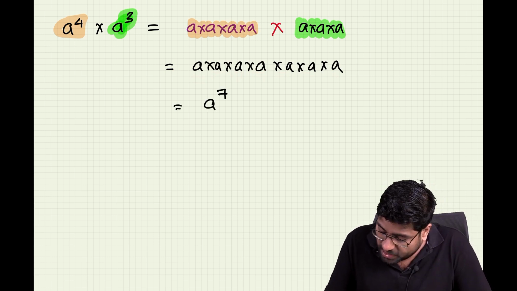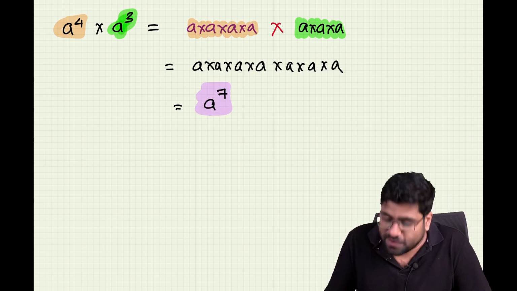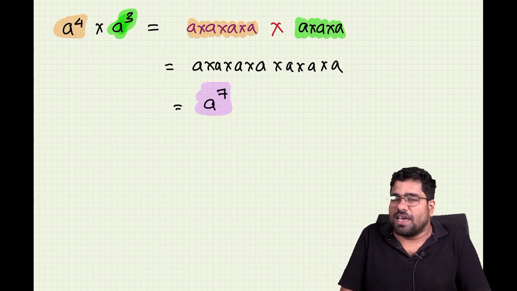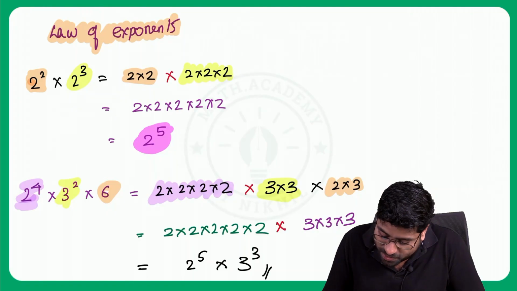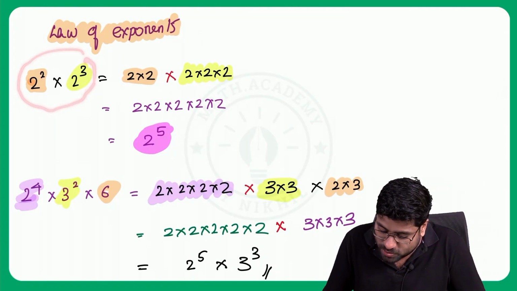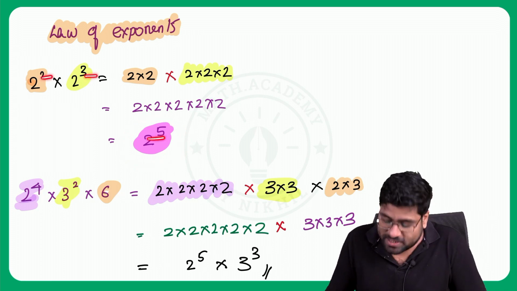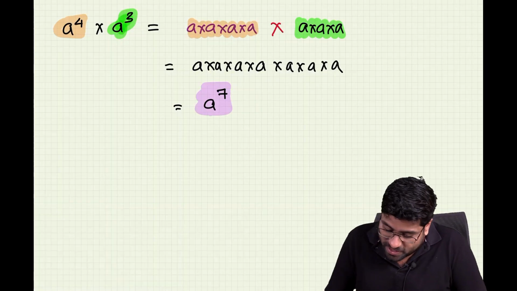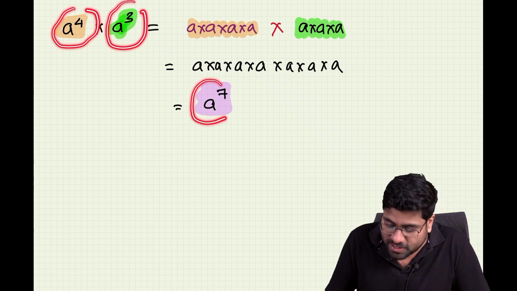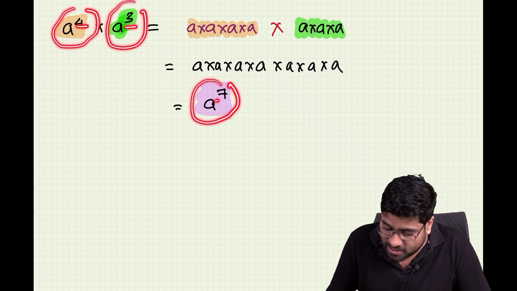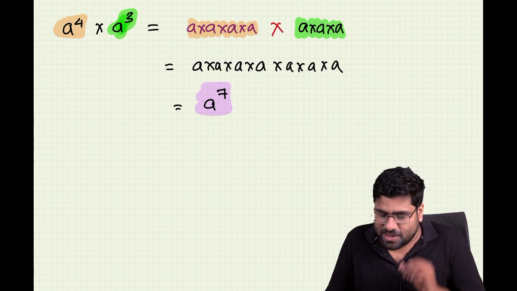Aha! Can you identify the pattern? Are you able to confirm the pattern that you actually identified here? 2 raised to 2 into 2 raised to 3 was 2 raised to 5. Oh, I just highlighted the pattern for you. A raised to 4 into A raised to 3 is equal to A raised to 7. Is it clear? Now that seems to be very good.